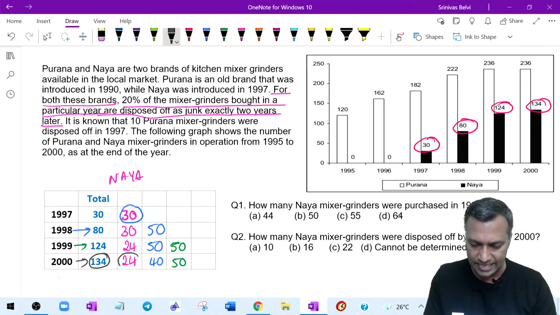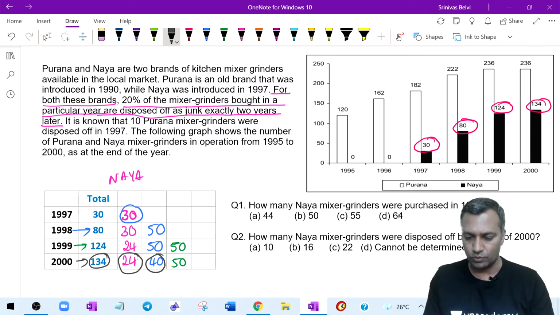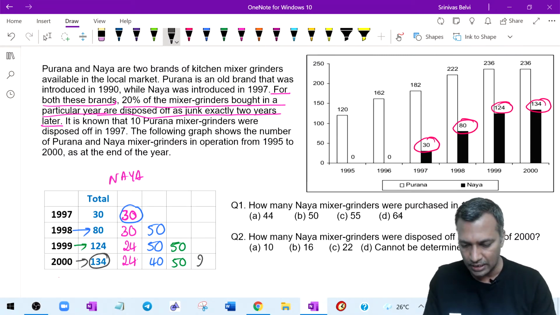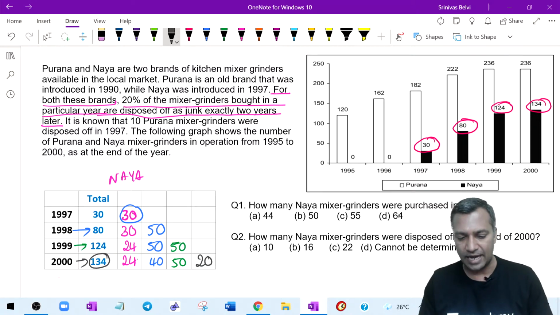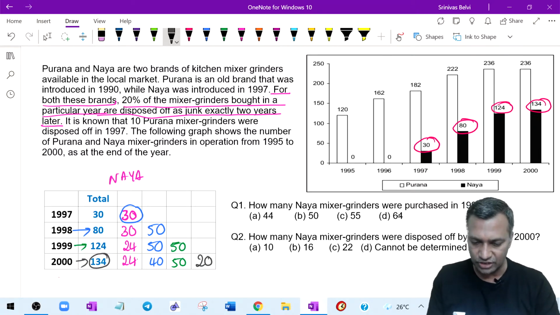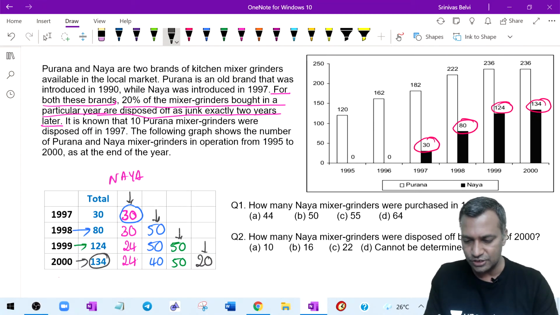134, 24 were carry forward, 40 were carry forward, this 50 were carry forward. Fair enough. So therefore, how many were carry forward? 114 were carry forward. Therefore, 20 new were manufactured in the 2000. These are the new. This 30 were new. This 50 were new, this 50 were new, and this 20 were new.